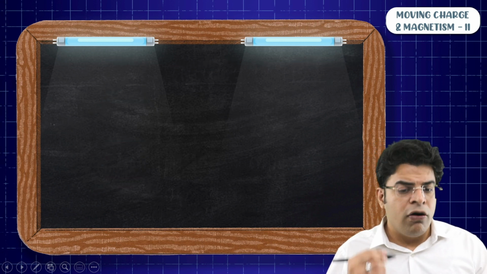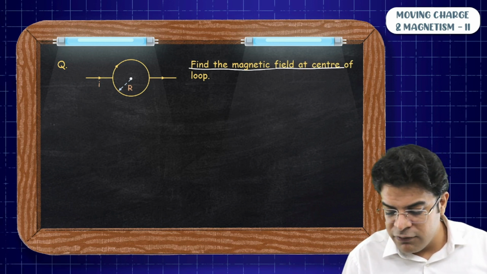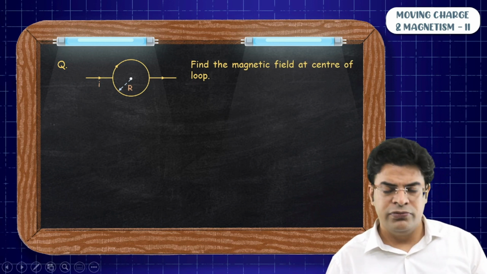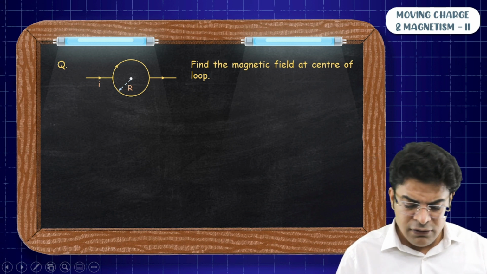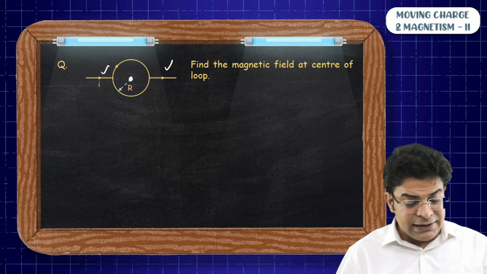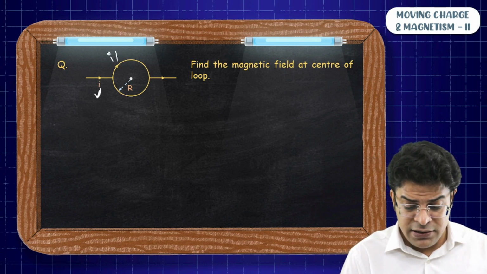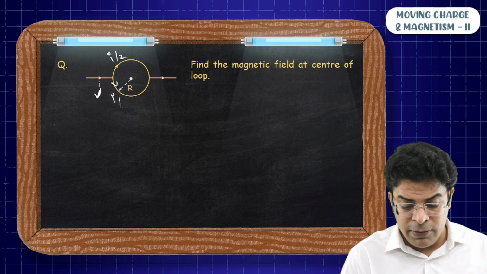Let's think of the next case. Question is, find the magnetic field at the center of the loop. The same type of question. So you will say due to these 2 straight parts, the magnetic field at the center will be 0. Once the current I comes, it gets divided into 2 parts, I by 2, I by 2.